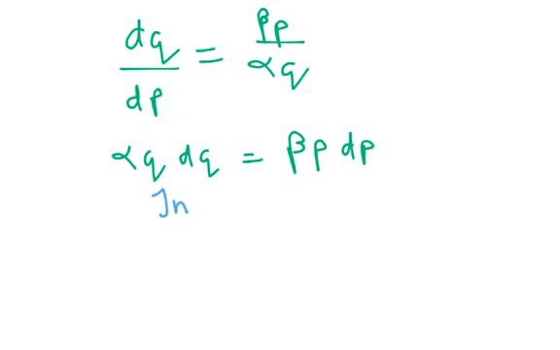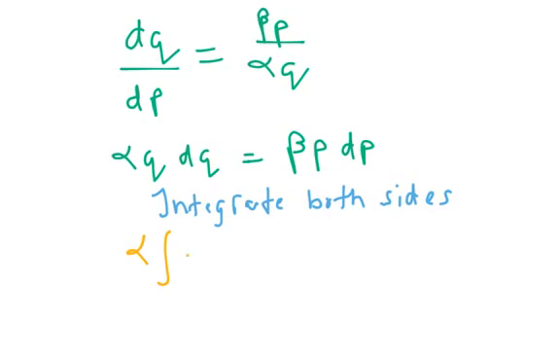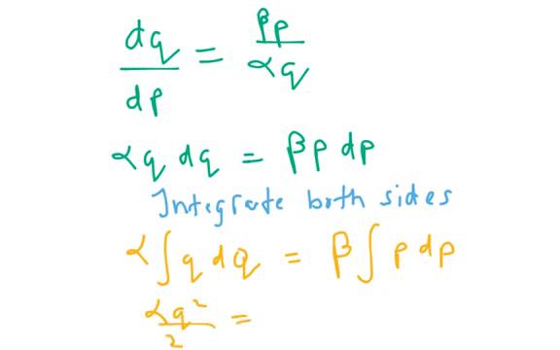Now we integrate both sides. So what we get is alpha q dq is equal to beta p dp. So alpha q square upon 2 is equal to beta p square by 2 plus c, which is an integral constant. So alpha q square minus beta p square is equal to constant.